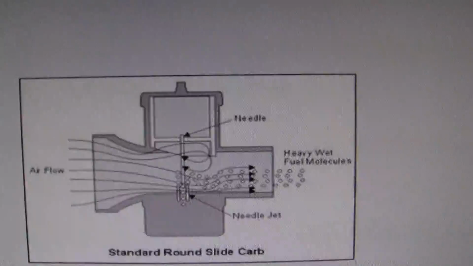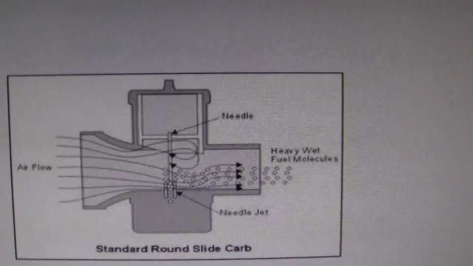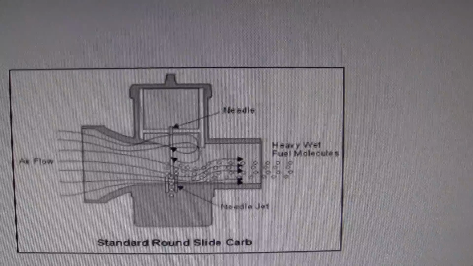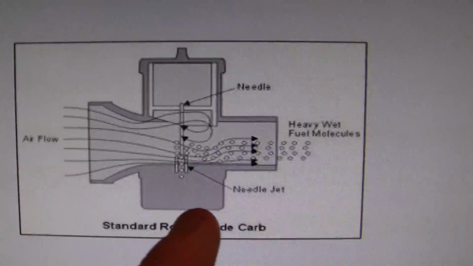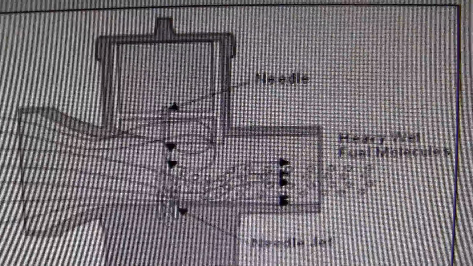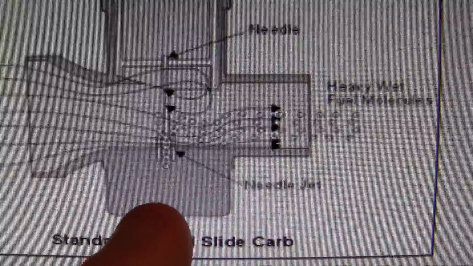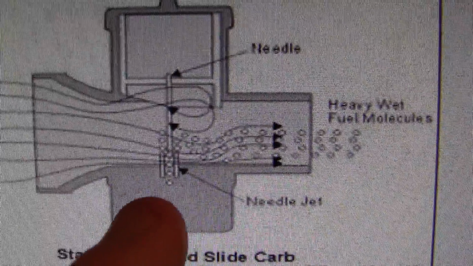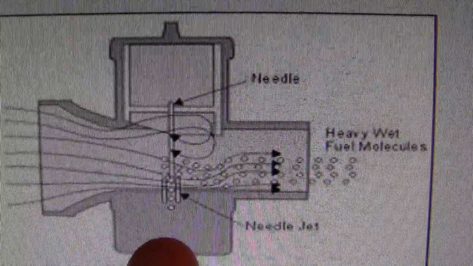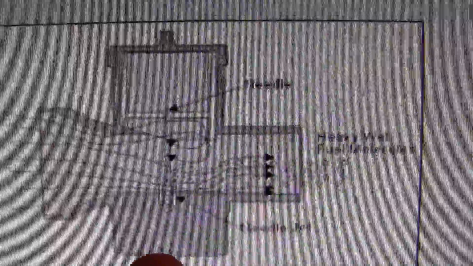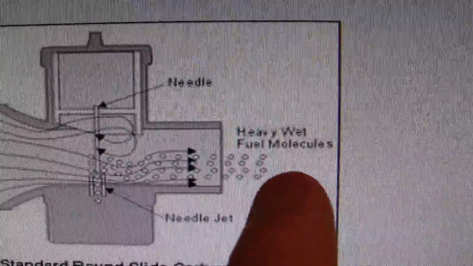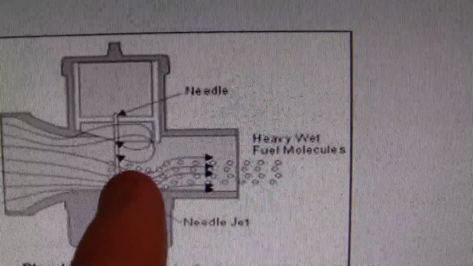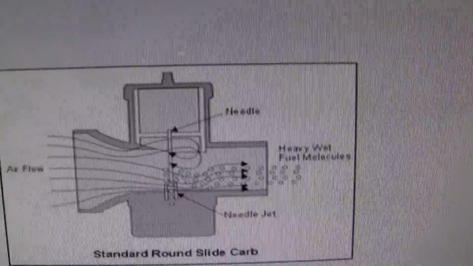Now, this is a standard round slide carb, which was used for years. There's nothing fancy about it. Your air comes in your back. Your fuel is in a float bowl. The fuel is those little tiny dots. The fuel goes through your jet, comes up as a small stream, and vaporizes with the air, and it's a heavy wet mixture, it goes into your engine.